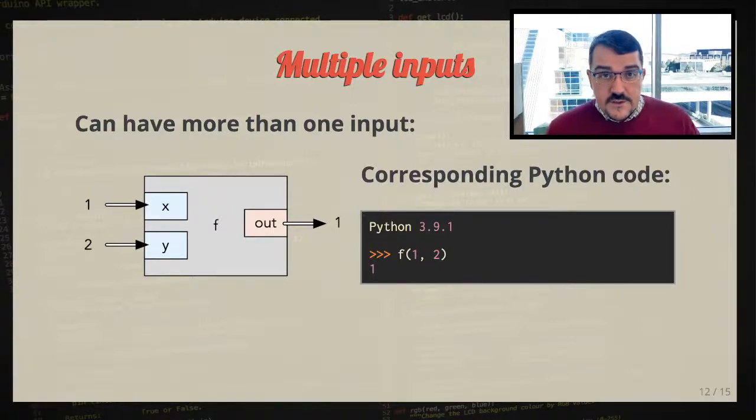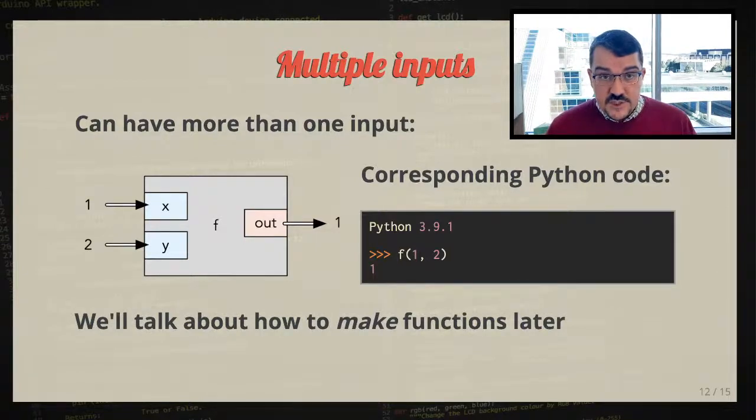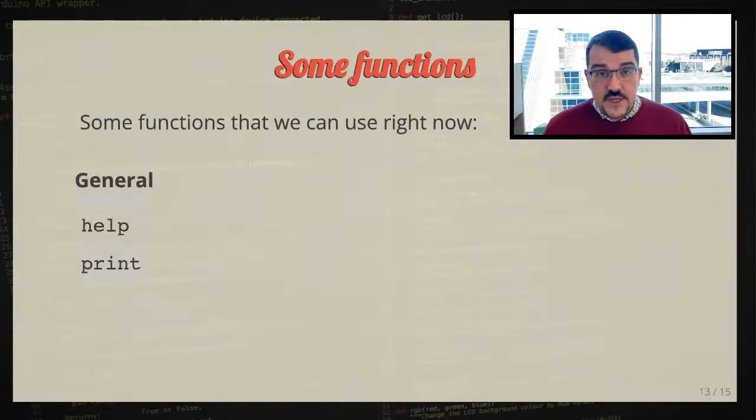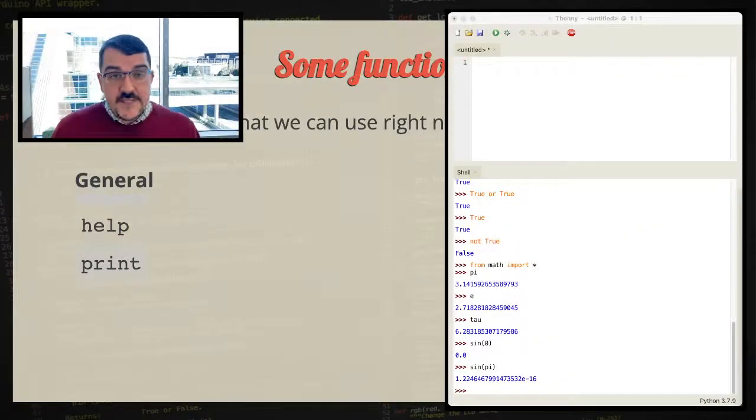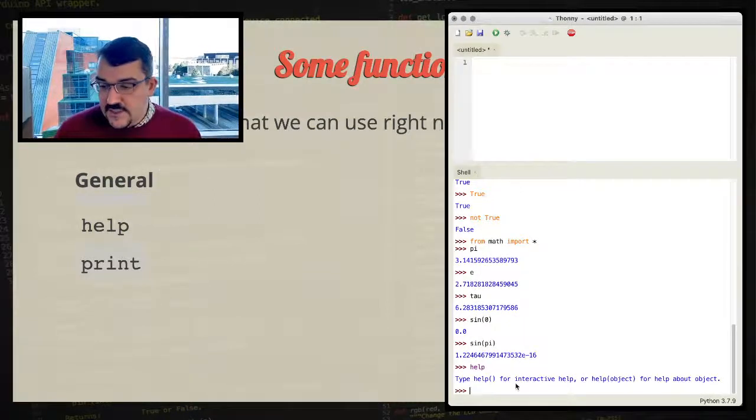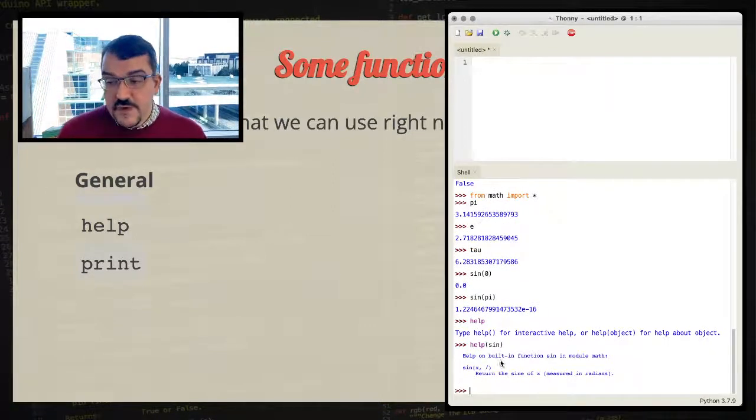So later in the course, we will talk about how to create functions, but right now we're just going to talk about how we use functions. And there are some functions that we can use right now in order to help us make sense of the world. So an example is there is a function called help. Well, that sounds kind of nice. What does the help function do? Well, we can type help and then give it the name of a function. So earlier we talked about the sine function, so I could say help and then pass it the sine function, and it will give us information about that function.